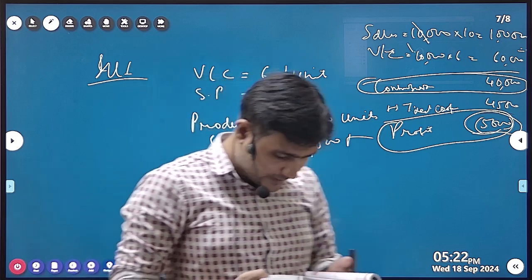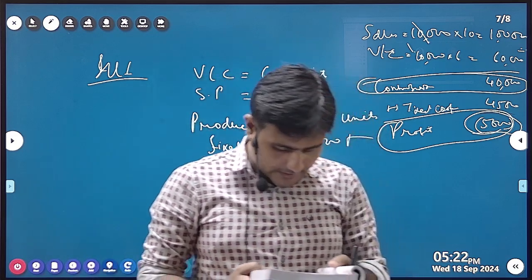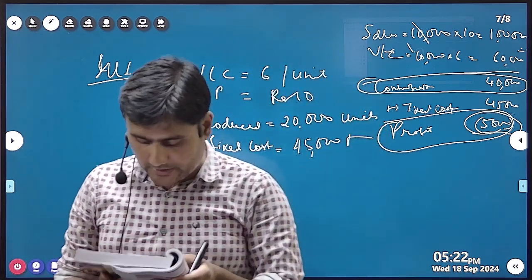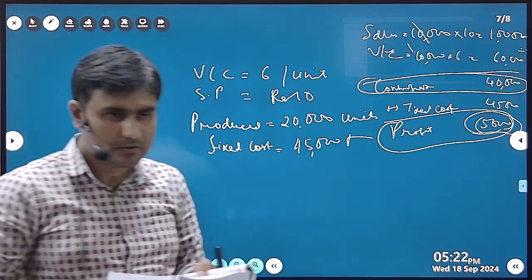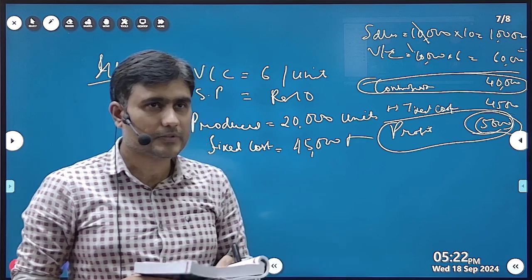The following points are noteworthy. Only variable costs are considered for product costing and inventory valuation. Only variable cost. This is what we have seen till now.